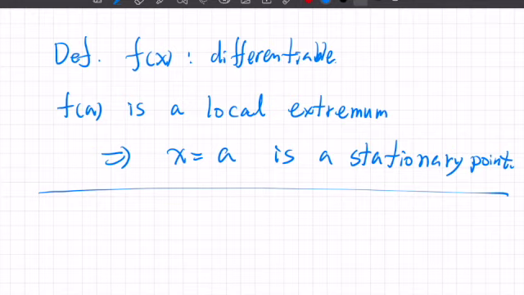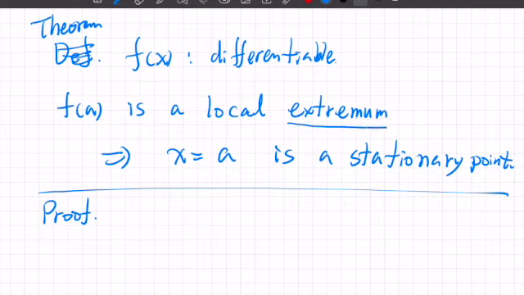Okay, let's prove this. Wait a minute. This is not a definition. This is a theorem. Okay, anyway, let's prove this. This is for an extremum, so it can be a maximum or minimum, but we prove only for the maximum, okay? The case for the minimum, the local minimum, is the same, but just a little bit of rearrangement.